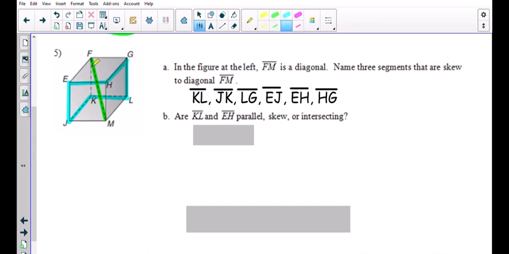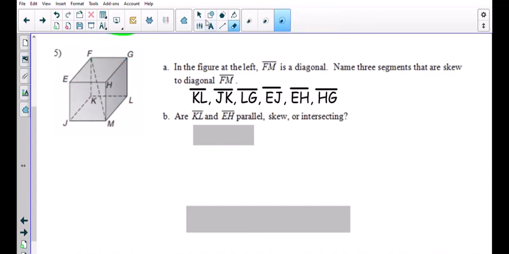You can't list any edges that include either F or M because those will intersect. So I've had students try to list, let's say, FG. Well, it's going to intersect at point F. So we want to make sure that these segments do not intersect. And then it says, are KL and EH parallel, skew, or intersecting?